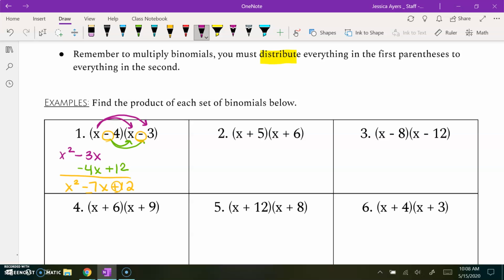So taking a look at number 2, x times x is x squared. X times 6 is 6x. 5 times x is 5x. And 5 times 6 is plus 30. And then combining our like terms, we get x squared plus 11x plus 30. Go ahead, take some time and do the rest of this page.